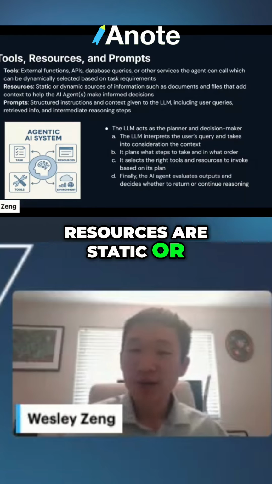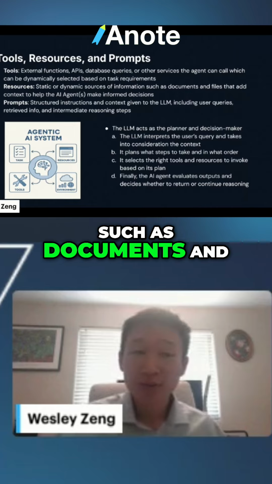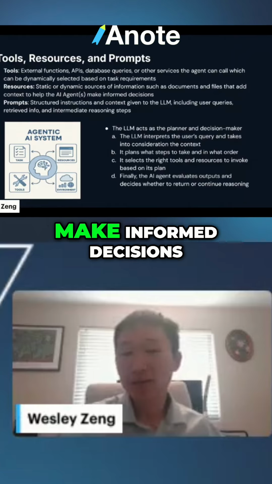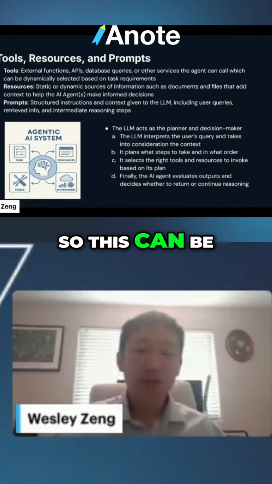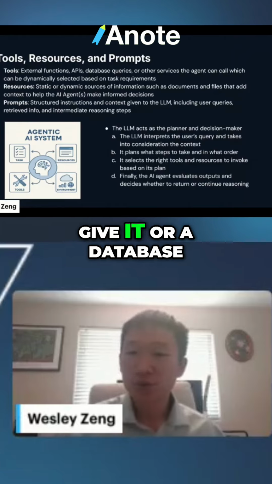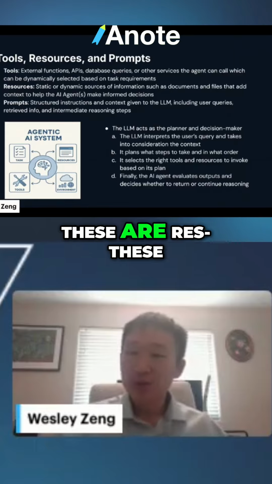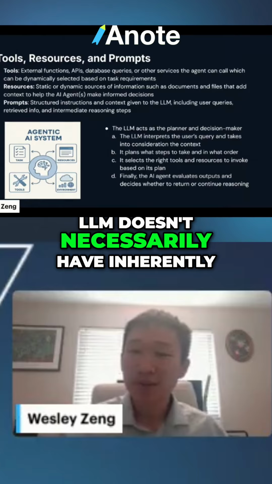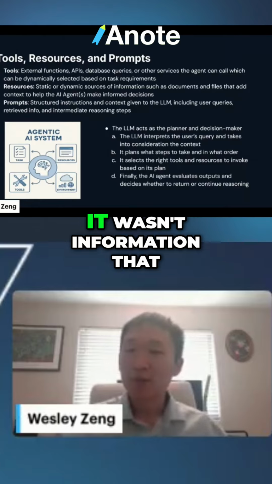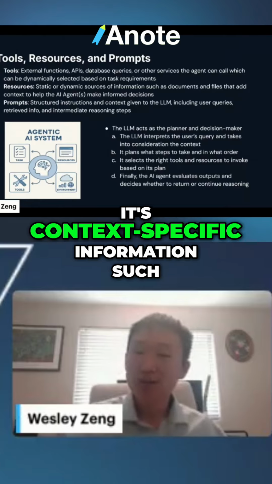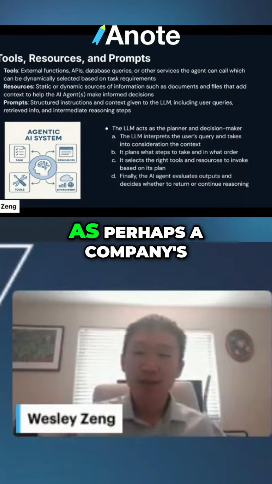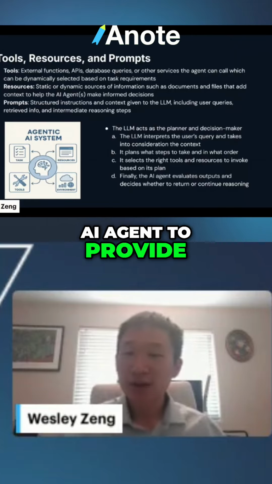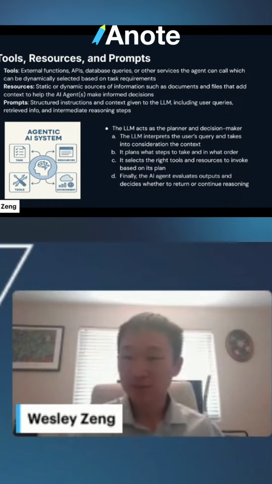Resources are static or dynamic sources of information, such as documents and files that add context to help the agents make informed decisions. So this can be, for example, a document that you give it or a database. These are resources or sources of information that the LLM doesn't necessarily have inherently. It wasn't information that it was trained on. It's context-specific information, such as perhaps a company's internal documentation, and they allow the AI agent to provide context-relevant results.